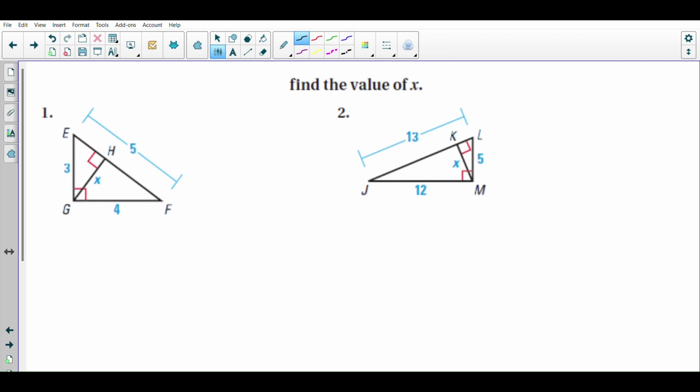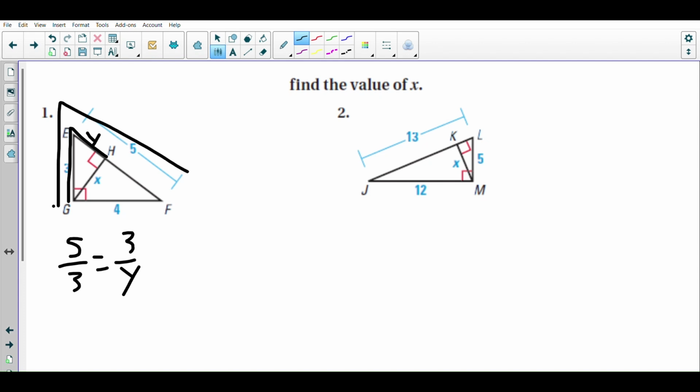Next one, find the value of x. So here we got a little bit of an issue. We got to do a little bit of finagling. We have to find the pieces. We have to find EH in the first one. So I'm going to call this y just so we have something to work with. So we can say 5 over 3 is equal to, and then I'm going to go back up, 3 over y. And there we go.